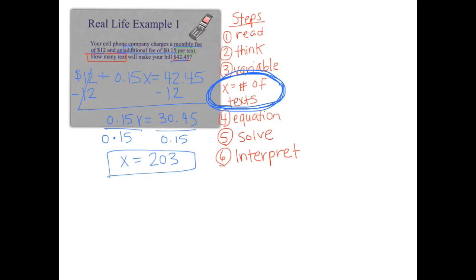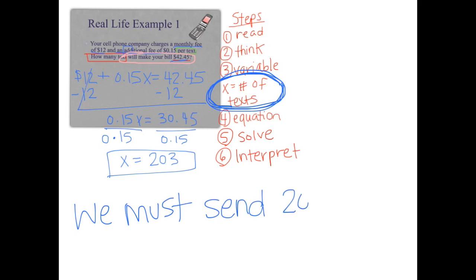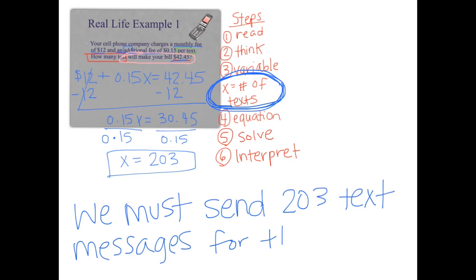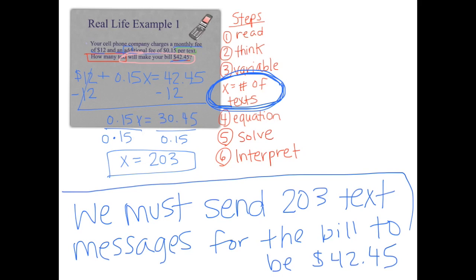And what does that 203 texts do? Let me change colors. Okay, that 203 texts will make our bill $42.45. So we must send 203 text messages for the bill to be $42.45. Good job, guys.